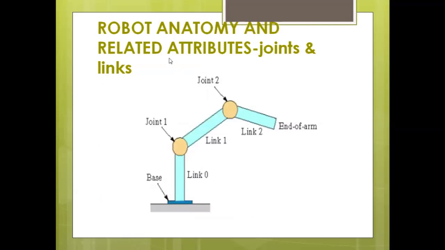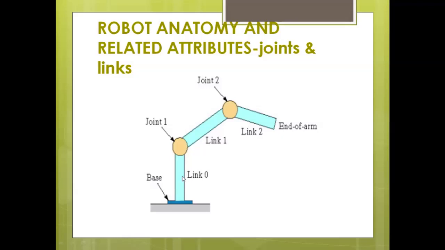Robot anatomy and related attributes, joints and links. This is a very important point from your examination point of view. It mainly consists of a base which is mainly used to support all other parts of the robot, and it has a series of links and joints. Here link 0, link 1, link 2, joint 1, joint 2.